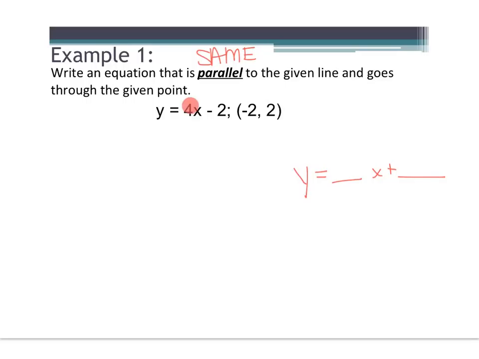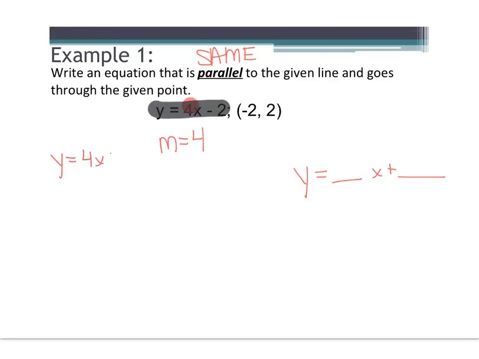So the slope that I'm going to use when I write my new equation is also 4, because we said slopes are the same. Like we've done earlier this week, once we've pulled the slope from that equation, cross out that equation so it's not a distraction for you, because we don't need anything else from it. Now let's go through our process of writing our equation.